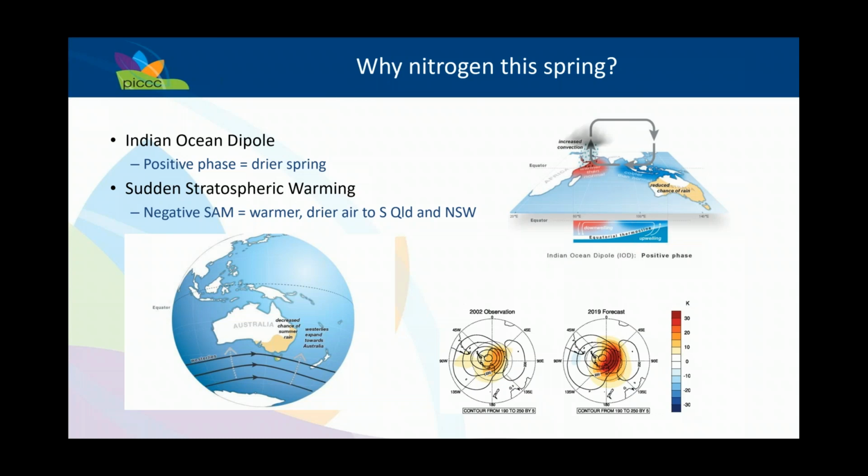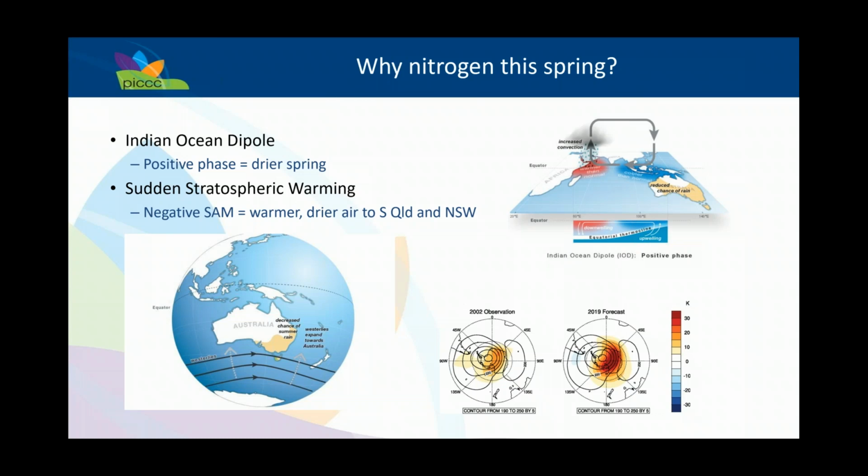And in a positive phase, it means you have descending cool air off the northwest of Australia, which reduces the chance of rain, particularly in eastern Australia. So that's operating this spring, meaning that it's probably a drier than average spring period.